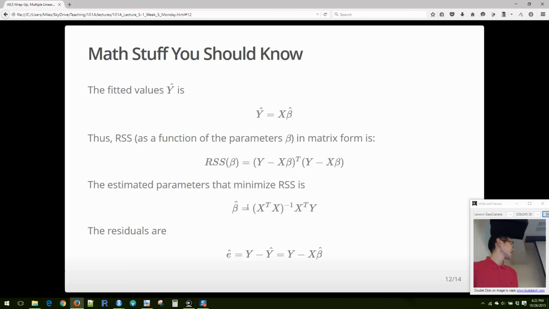Okay, but anyway, so we have that. And then the residuals, just what you expect residuals to be, but in matrix form: y minus y hat, or y minus x beta hat. Now we're going to rip through all of these slides.